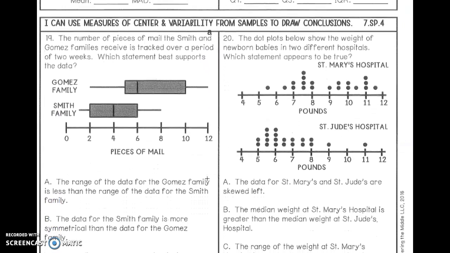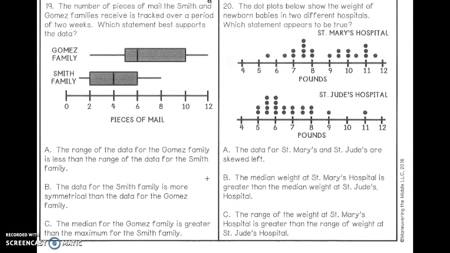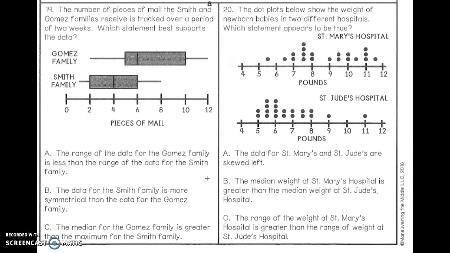All right, number 19. Look at this. This is comparing two box plots, or box and whisker plots. It says the number of pieces of mail the Smith and Gomez family received is tracked over a period of 2 weeks. Which statement supports the data?